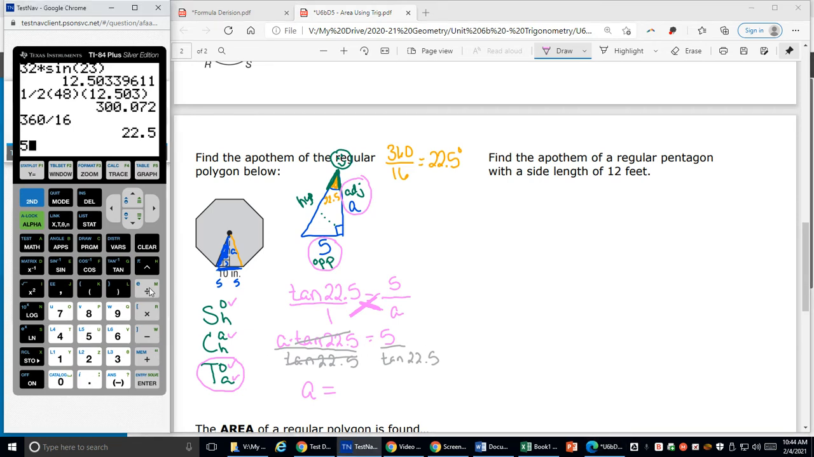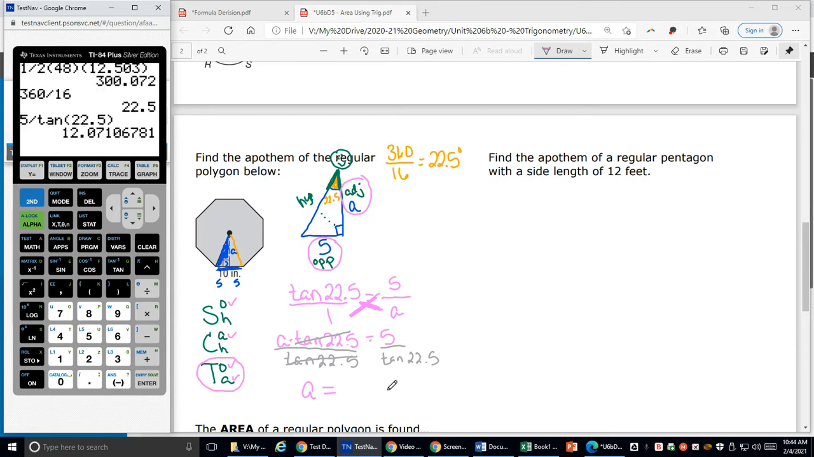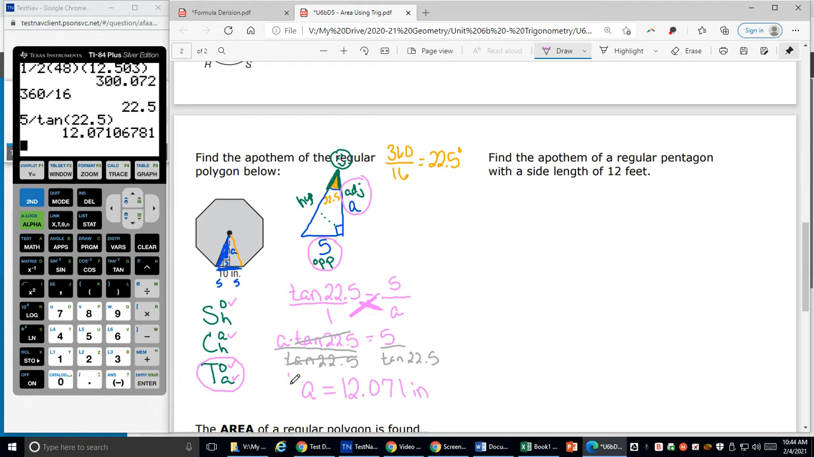I can put that in my calculator. 5 divided by the tangent of 22.5. And my answer is 12.071. Just want to check real quick. Yes, I'm in degrees, because that's the first time I've used the calculator in these notes, so I want to make sure I was still in degrees from the last notes. 12.071, and my units here are inches. So the apothem in this figure is 12.071 inches.